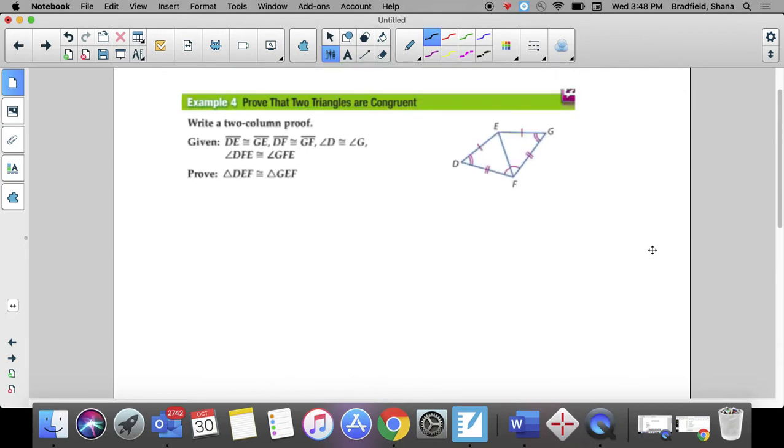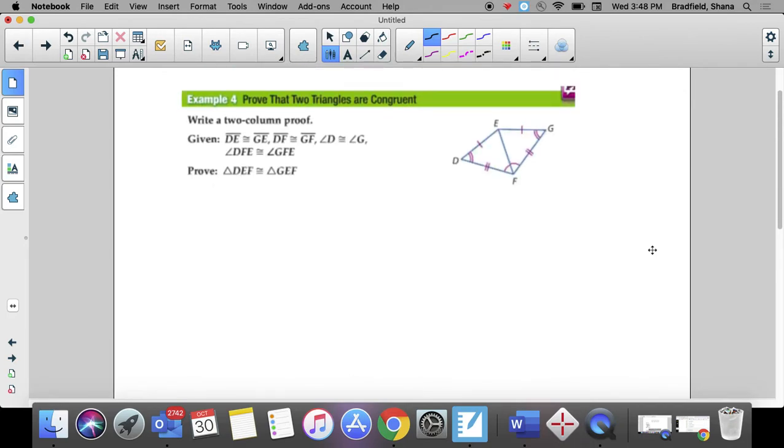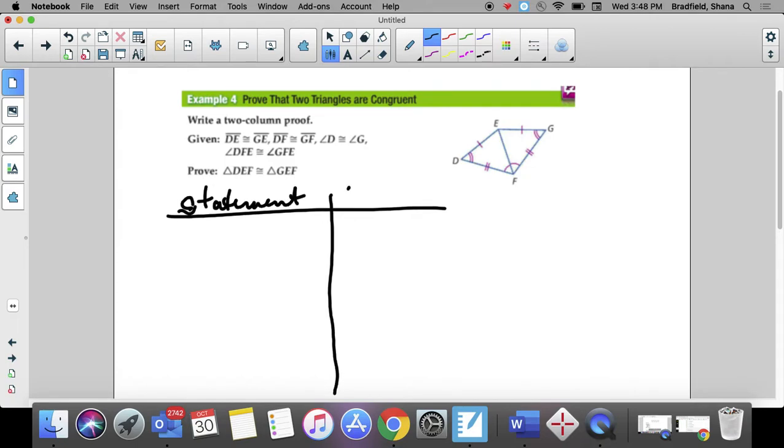Okay, we've got one last thing here, and that is a 2-column proof. So we start that with our statements and our reasons. We always start with the given. So what do we know here?